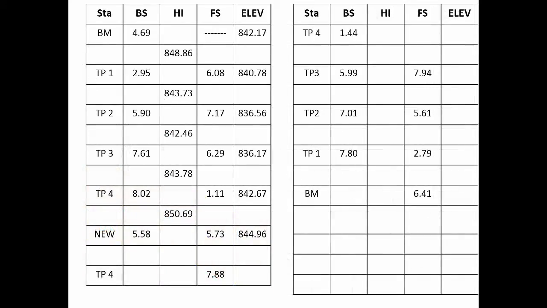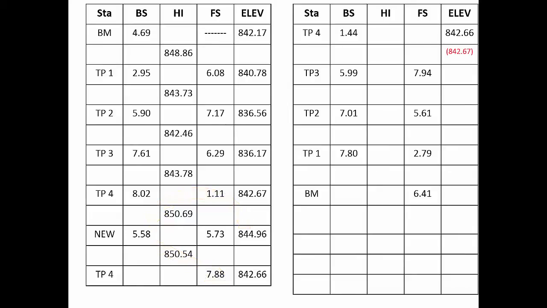For the forward run, we already calculated the new benchmark elevation. So let's add the next back sight reading to that elevation to get the HI between the new benchmark and turning point 4. Next, we'll subtract the next foresight on turning point 4 to find the elevation on turning point 4 again. Now notice that our notes continue in the upper right corner of the screen here.